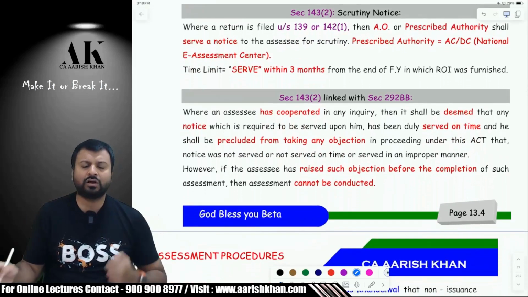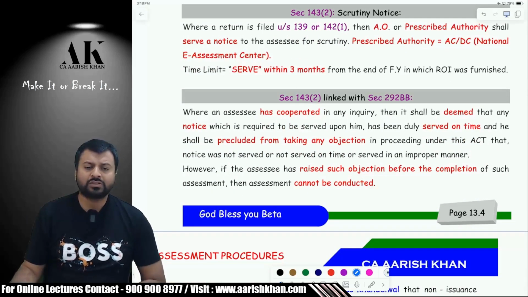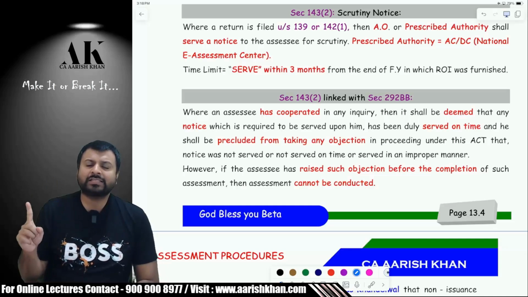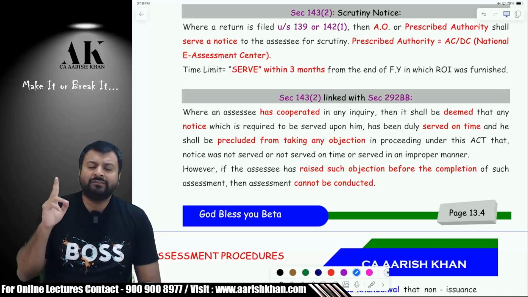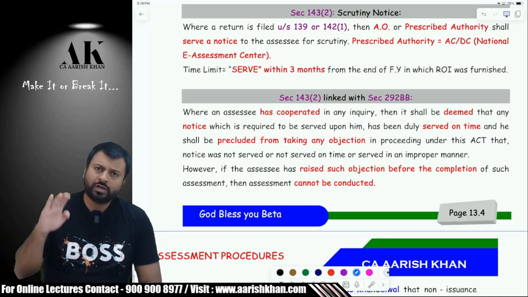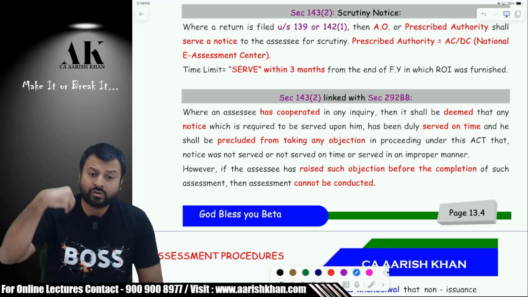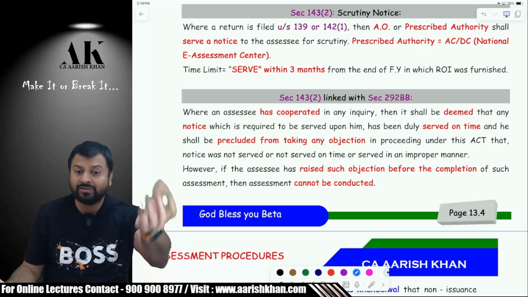Okay. Now let us talk about the scrutiny notice. Scrutiny notice we will talk about, and then we'll talk about the scrutiny assessment. To do a scrutiny assessment under 143(3), which is also called a regular assessment or a scrutiny assessment, whatever you want to say, you need to serve a scrutiny notice to the assessee.